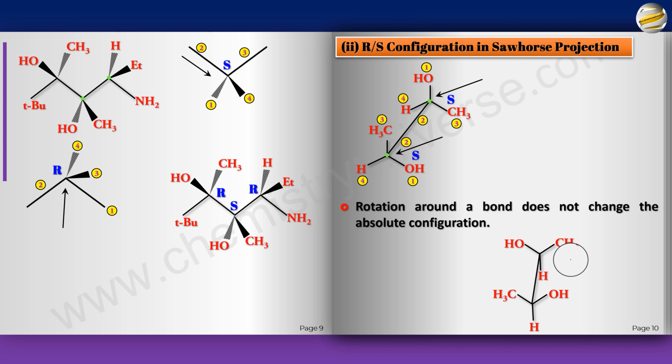So again, let's give the priority rules. 1, 2, 3, 4. Where do you look from? Top. Now go from 1 to 2, 2 to 3. Don't you think it's anti-clockwise? In the other one, 1, 2, 3, 4. Look from top. Again 1 to 2, 2 to 3. From top view will be anti-clockwise. S again.